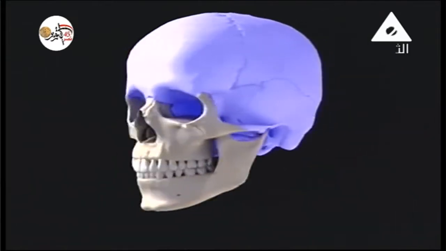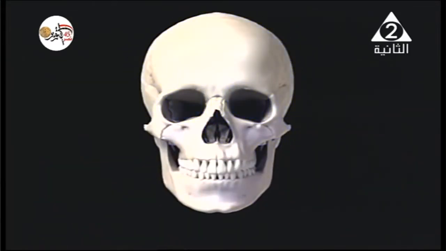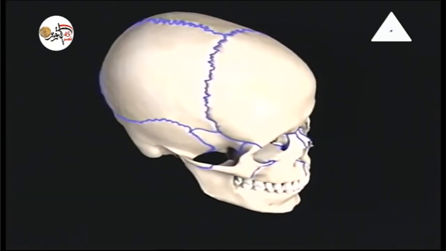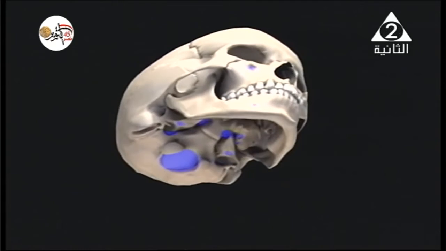As we said, the skull consists of two main parts, cranium and facial part. The cranium, or posterior part, includes 8 serrated bones. They are attached firmly together, and what you are seeing right now, those are the serrated bones.